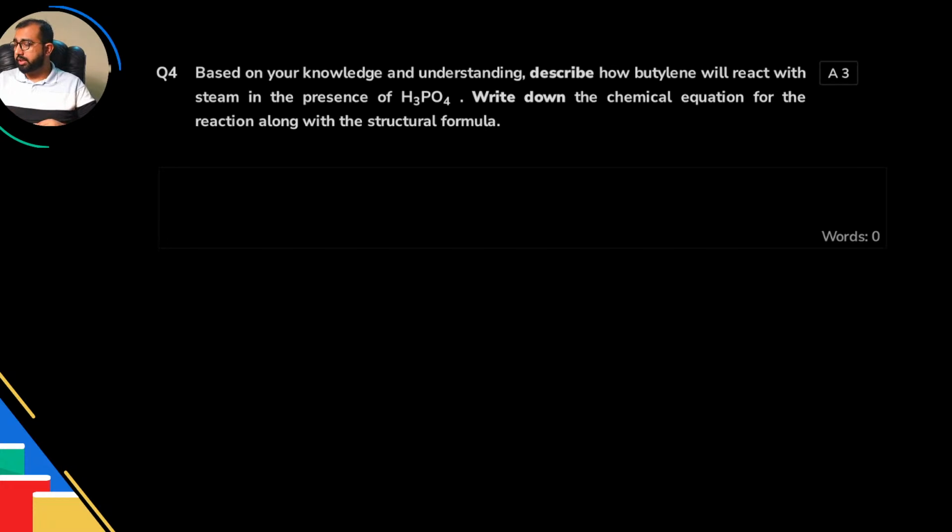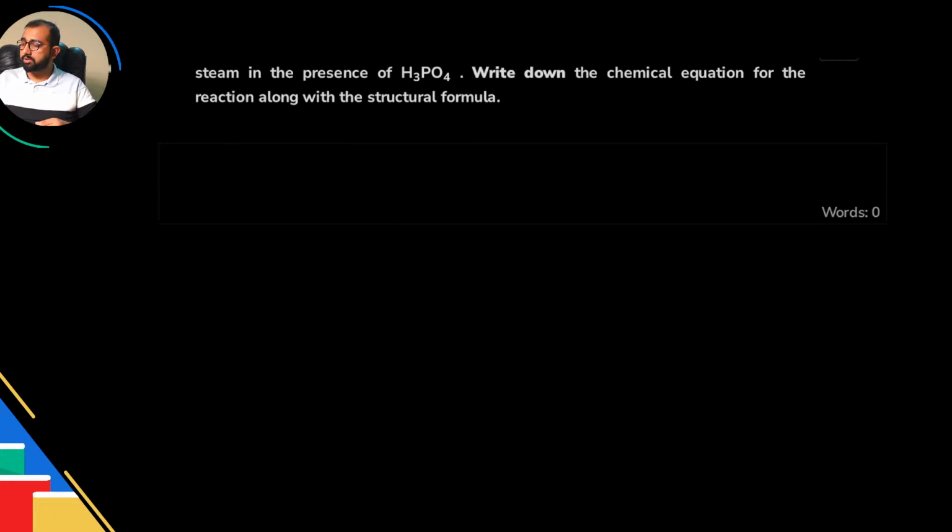Based on your knowledge and understanding, describe. So description means you don't have to give a reason, but you have to detail out how this happens. How butylene will react with steam in the presence of phosphoric acid. We know that butylene has a double bond, and in presence of phosphoric acid, it will undergo hydrolysis.